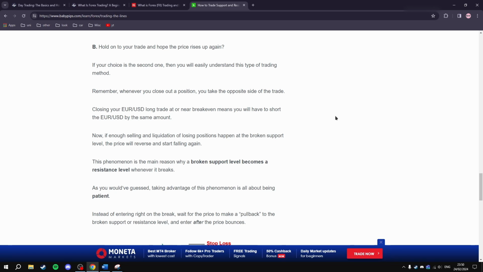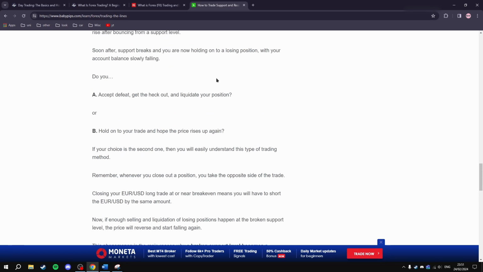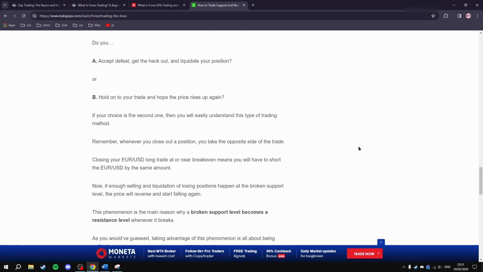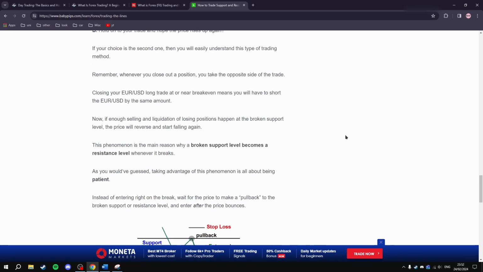Wait, so you're going long on EURUSD, hoping it would rise after bouncing from a support level. Suddenly the support breaks, so it breaks past the support level, and you hold on to the trades. If others are selling and liquidating their positions, the price will reverse and start falling again, so it will keep falling. This phenomenon is the main reason why a broken support level becomes a resistance level whenever it breaks. As you would have guessed, taking advantage of this phenomenon is all about being patient.